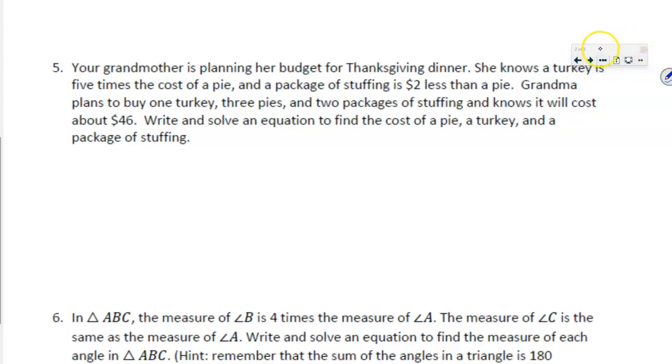Number 5 says, your grandmother is planning her budget for Thanksgiving dinner. She knows a turkey is 5 times the cost of a pie, and a package of stuffing is $2 less than a pie. Grandma plans to buy 1 turkey, 3 pies, and 2 packages of stuffing, and knows it will cost about $46. Write and solve an equation to find the cost of a pie, a turkey, and a package of stuffing. I'm going to begin the same way that I did before.